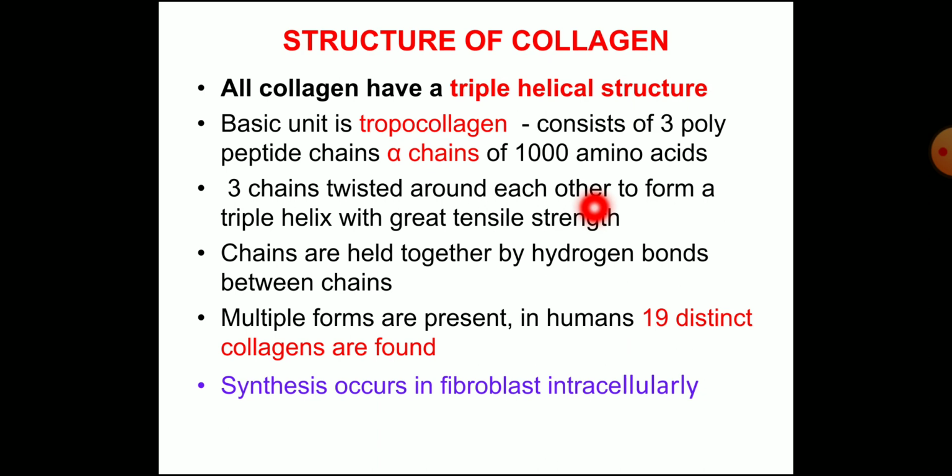The basic unit is the tropocollagen, consisting of 3 peptide chains, that is 3 alpha chains, each consisting of about 1000 amino acids. The 3 chains are twisted around each other to form the triple helix, giving great tensile strength. The chains are held together by hydrogen bonds between the chains. Then there are multiple forms in the body. Around 19 distinct collagens are found, and its synthesis occurs in the fibroblast intracellularly.